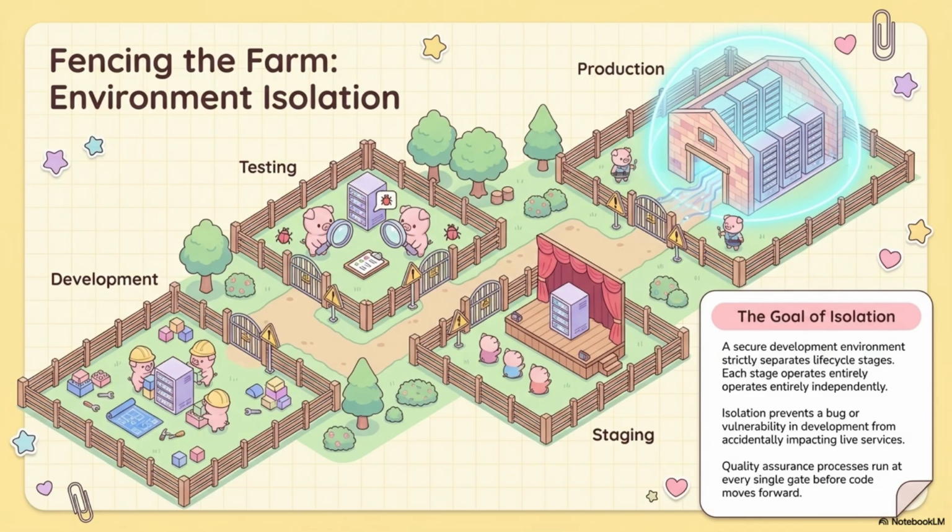A secure development environment separates development, testing, staging, and production systems. Each stage operates independently to prevent accidental impact on live services. Quality assurance processes apply throughout the lifecycle to ensure the application meets functional and security requirements. Isolation between stages reduces the risk of unintended exposure or instability.